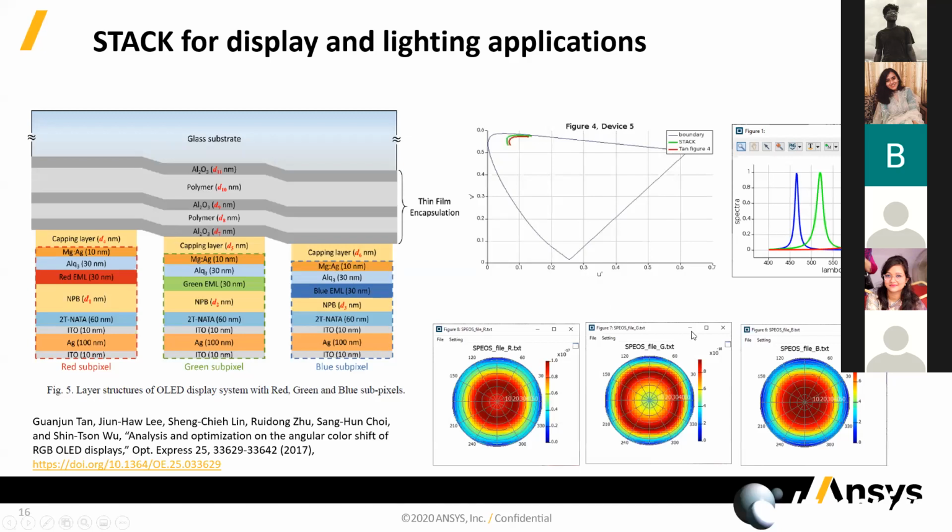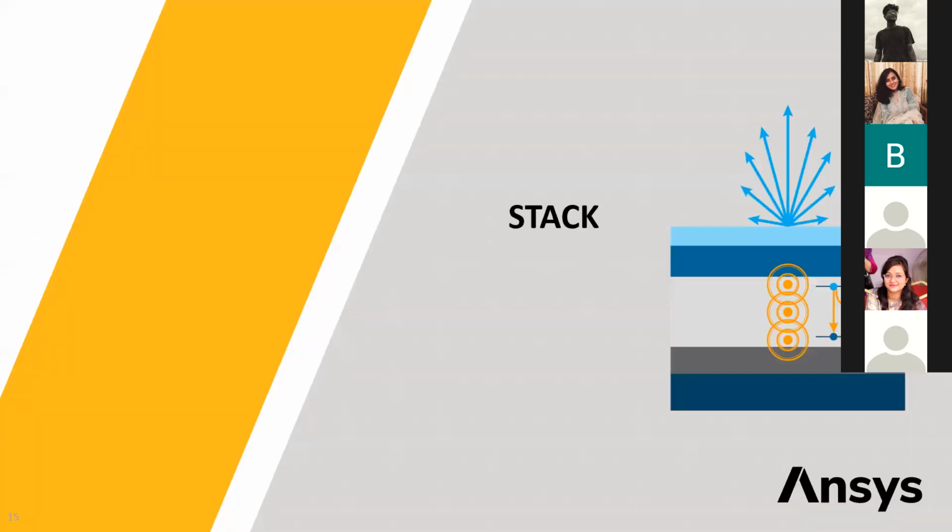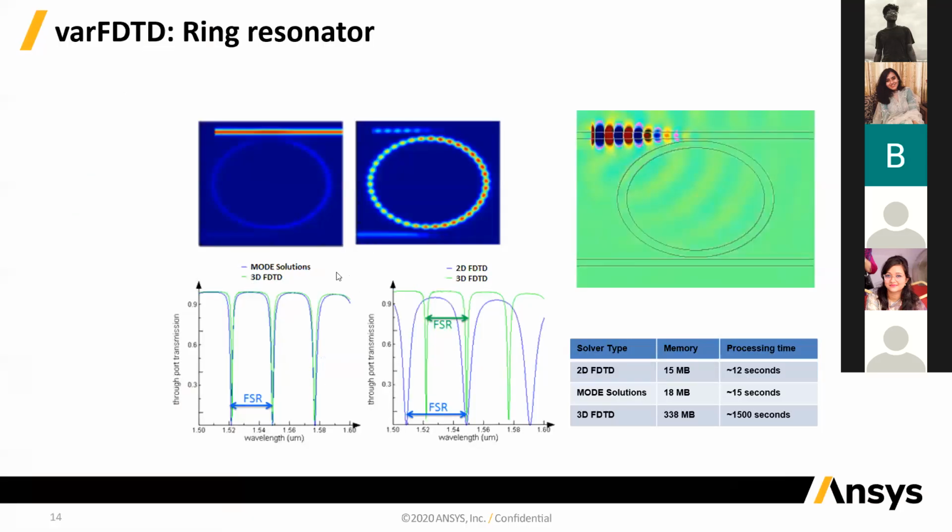Okay, I can see there's a question. There's a question about FSR. FSR is called free spectral range. Sorry, okay, I can explain.